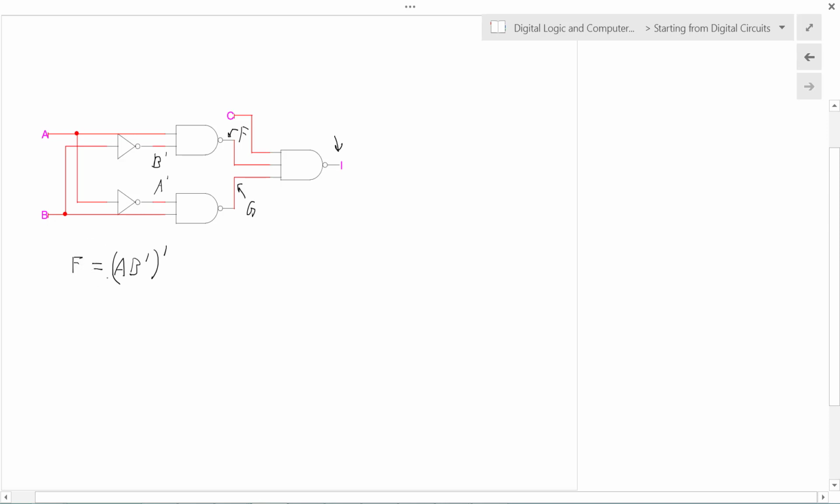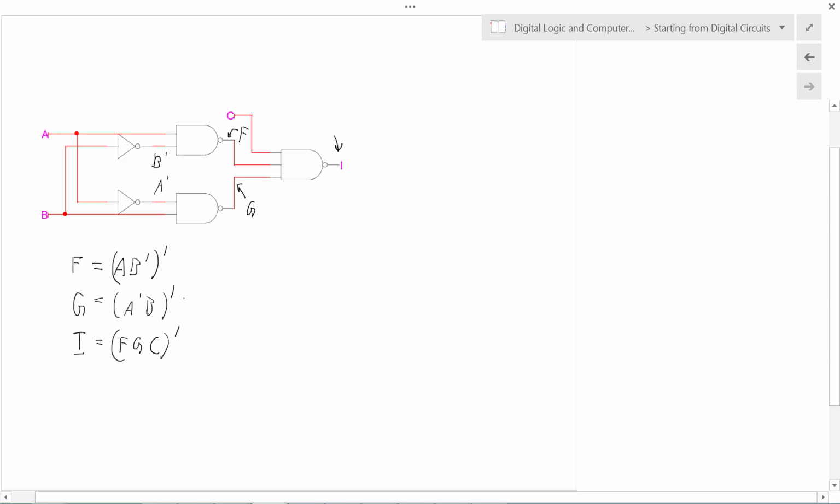Let's delete this prime here. It's not F prime, but F is equal to A, B prime quantity prime. And G is equal to A prime B quantity prime, like so. Finally, I is equal to F and G and C quantity primed. So we have a NAND gate again.